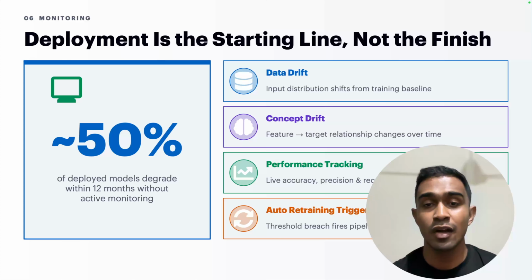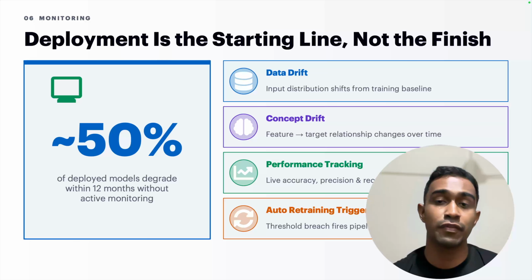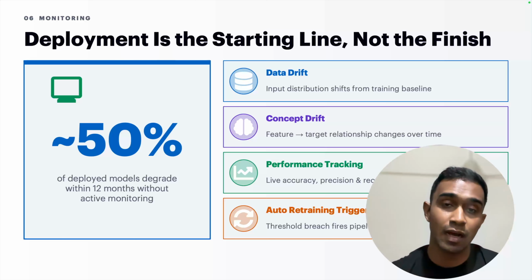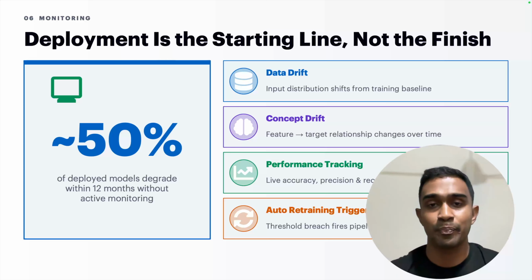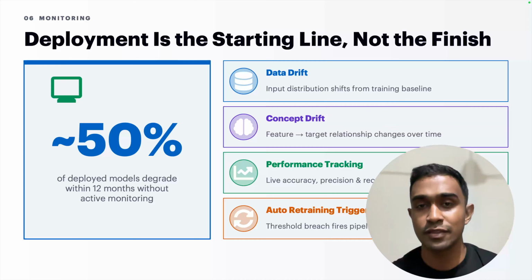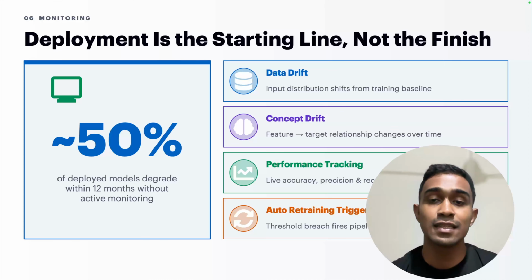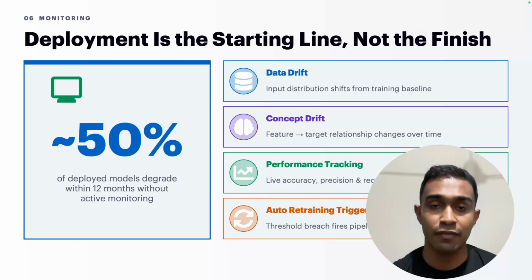And finally, automated training triggers. In a well-designed system, you set clear thresholds. For example, if accuracy drops below a certain number, or if drift goes above a certain level, the system automatically starts a retraining pipeline. No one needs to manually check and fix things. The system takes care of itself.